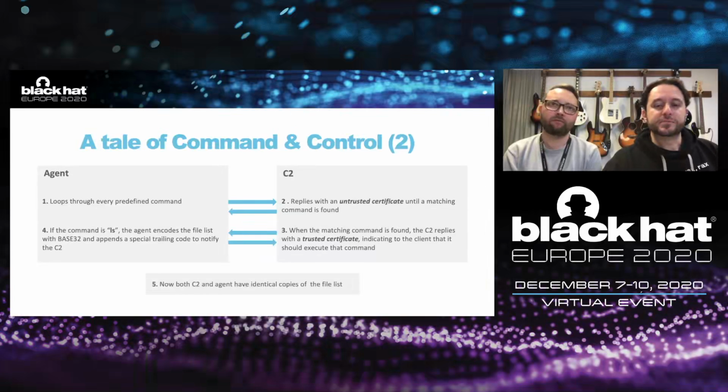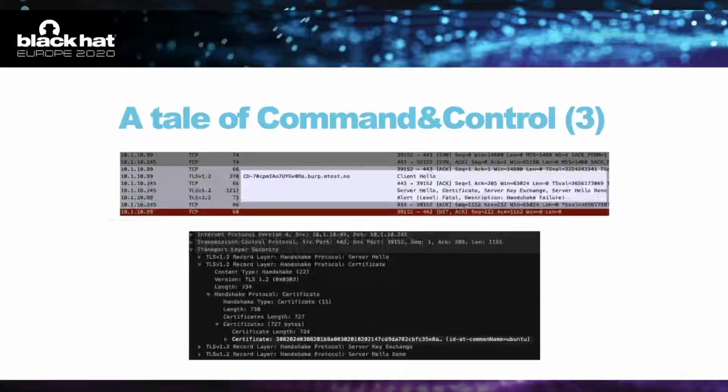At this point now, both the C2 and the agent have identical copies of the file list, so the C2 can actually react upon this logic. If we dig a little bit deeper, let's see, from the agent's point of view, an example of no matching command and a bad cert from the client side.